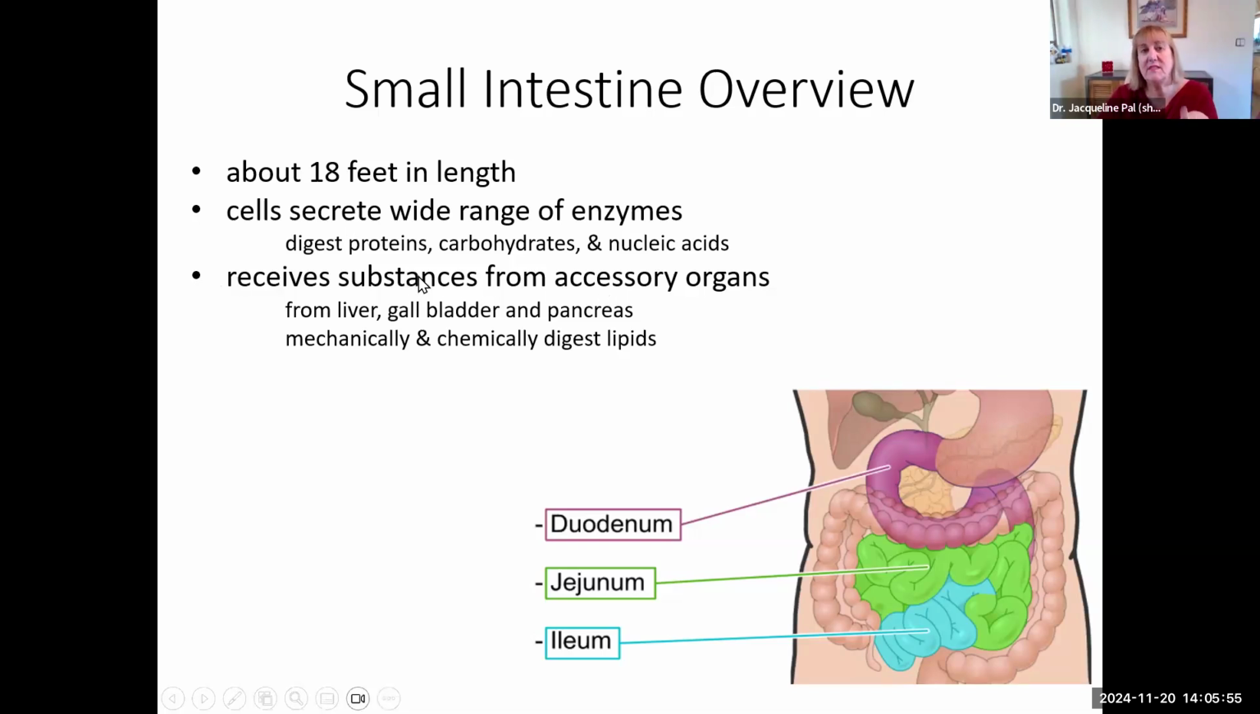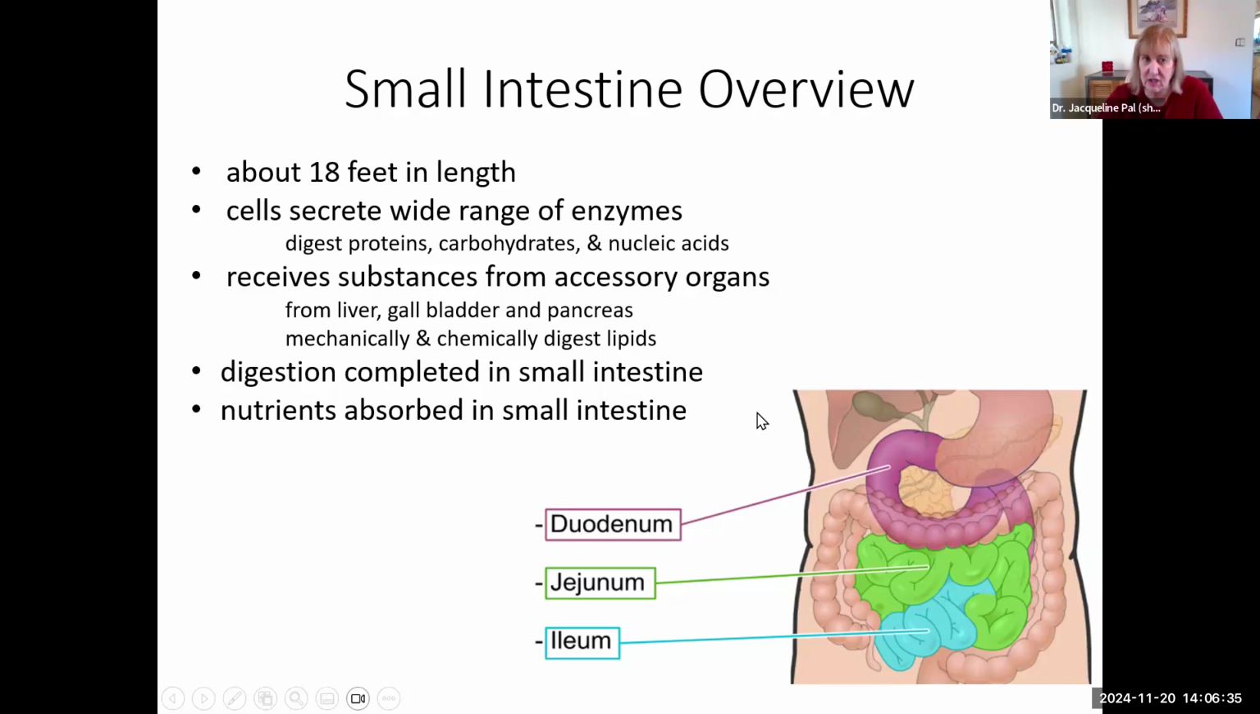That has to do with the third point here. It's going to receive substances from the accessory organs. The accessory organs are the liver, which makes bile, which travels in ducts that can go directly into the duodenum, or if it's not needed, for instance, if you're sleeping at night, the liver is still making bile, but the bile would be stored in the gallbladder. And then the pancreas makes enzymes and other substances. The bile duct will join up with the pancreatic duct, and they will dump the contents into the duodenum.